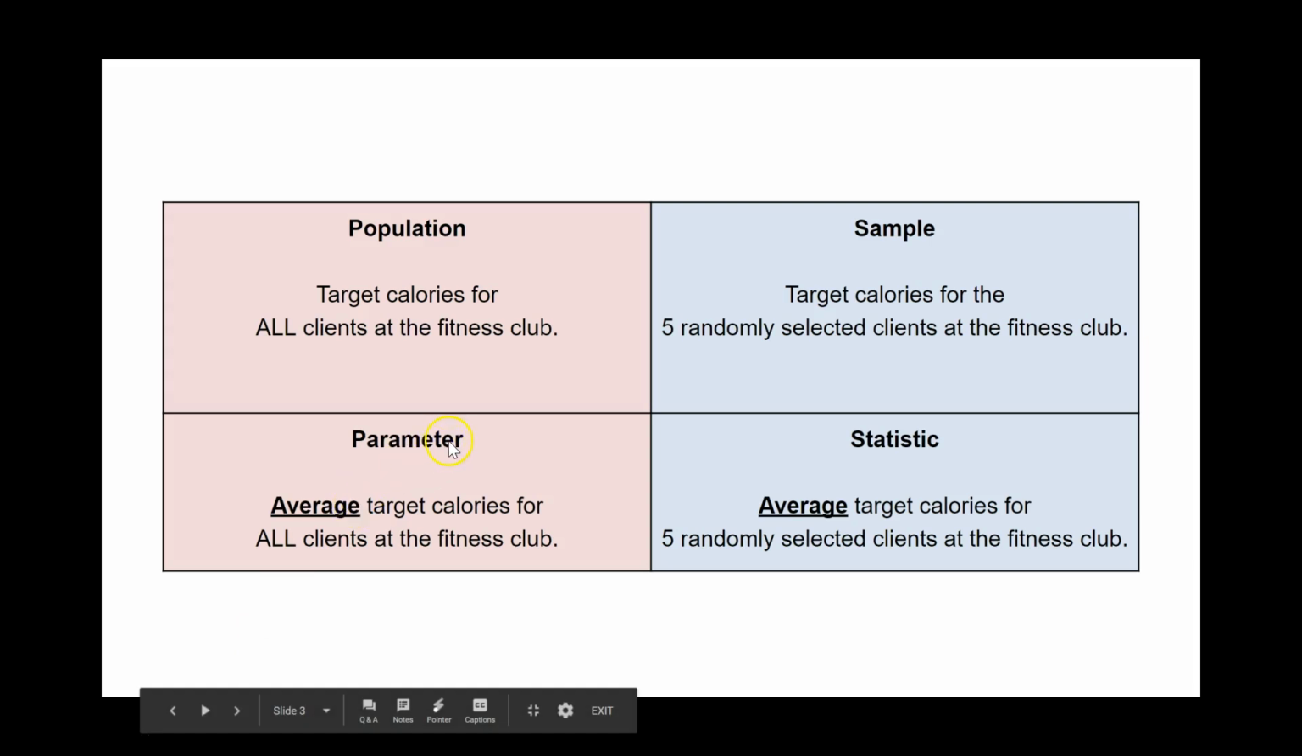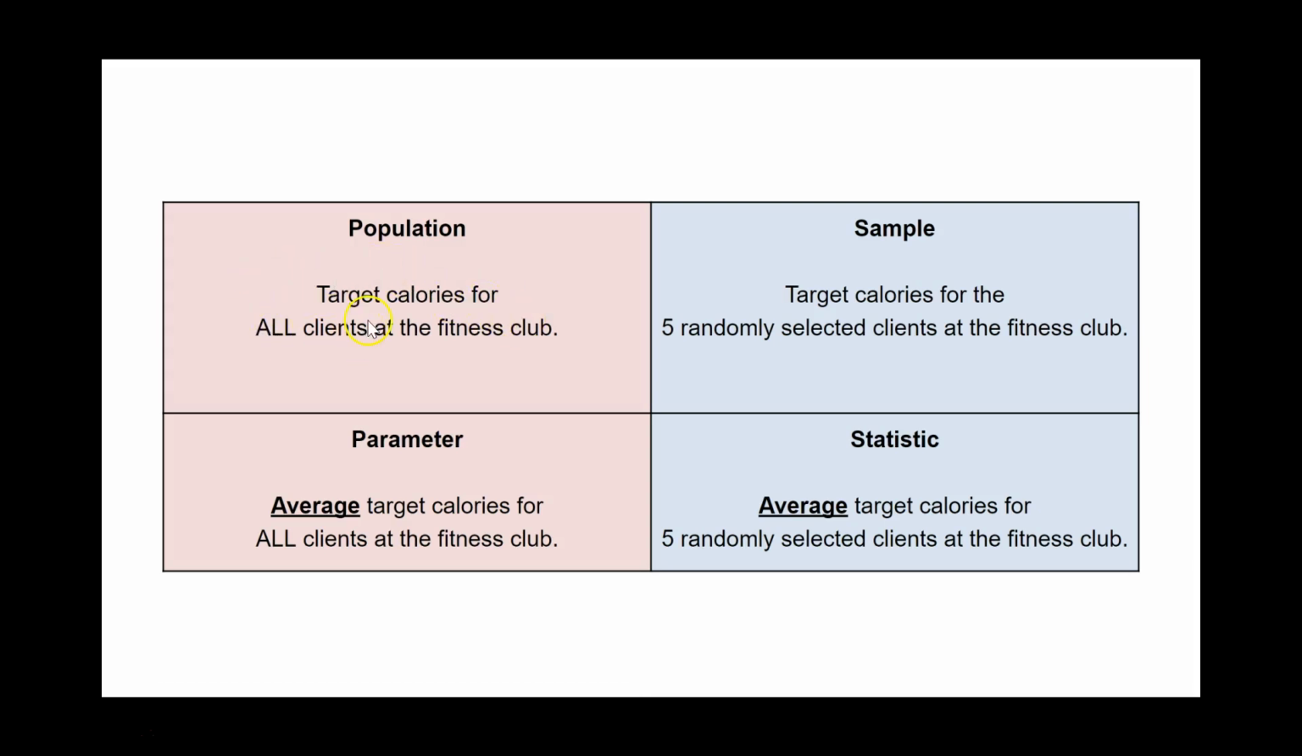So let's summarize that example. If we were to put this in words as if this was a test question, the population in that group would have been the target calories for all clients in the fitness club. Or as I said earlier, you can just say all the clients at the fitness club. Our sample would be the list of target calories for just the 5 randomly selected clients. Or as I said before, you can just say the 5 randomly selected clients at the fitness club. Our parameter, again, is the measurement of the population. So the measurement would be, in this case, an average of the target number of calories for each of the clients. So notice it's for all of the clients. Versus a statistic would be the average target calories for just the sample, the 5 randomly selected clients.